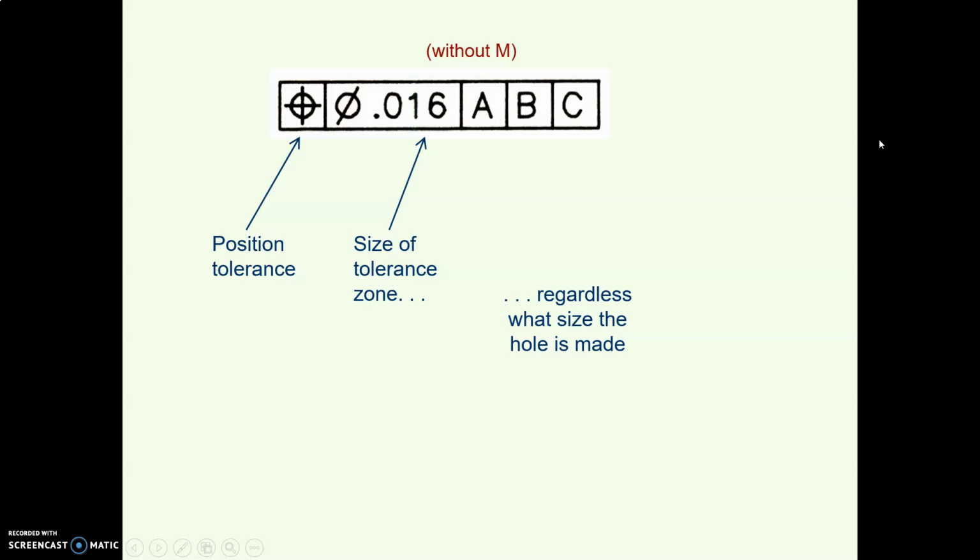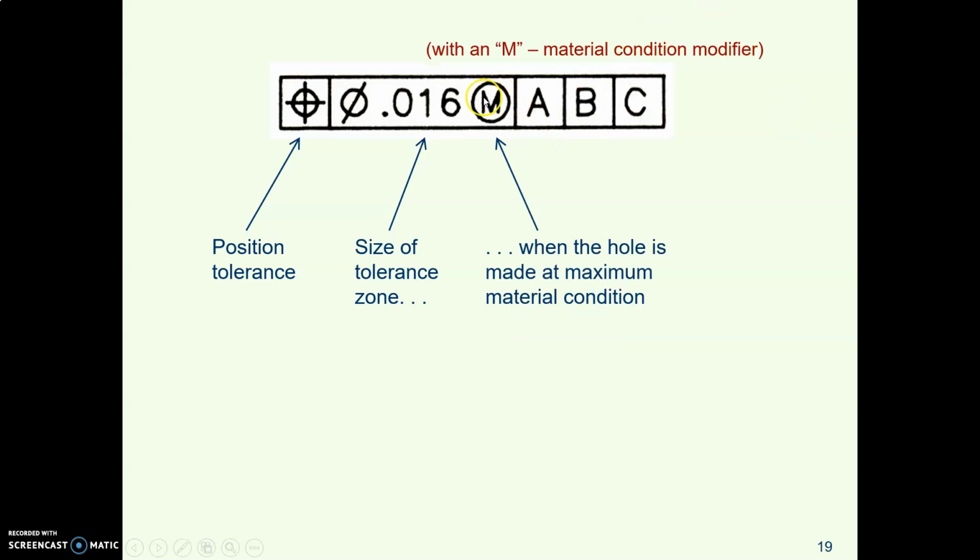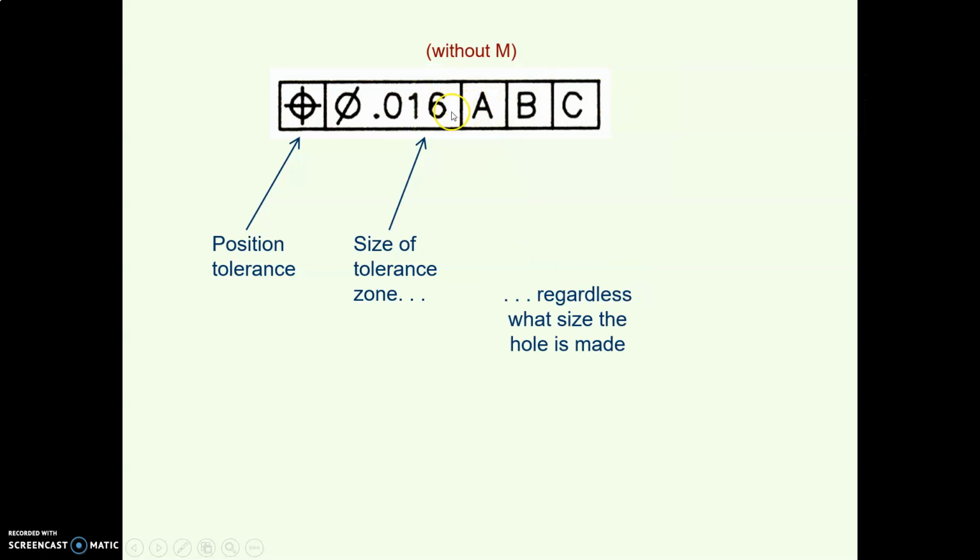Here is this same feature control frame without an M. See, let me back up. So here's a position control at maximum material condition, so smallest hole. When the part has the smallest hole, this is what the tolerance shall be. Here's this same tolerance without an M. What this is saying is control the position of this hole within a tolerance zone that's 16 thousandths in diameter, regardless what size the hole is made. So you don't get a bonus if you don't put an M in there.